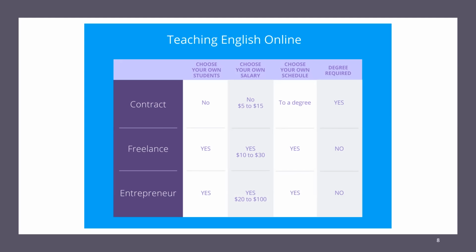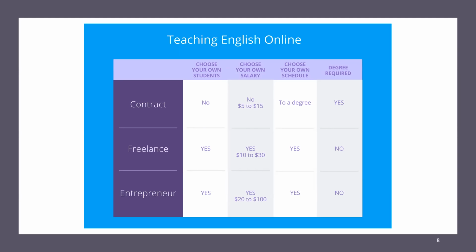Choose your own schedule. Yes, of course you can. You decide when you work and who you work with. So you will decide with the student that contacts you and develop a schedule that suits you both. Is a degree required? No, it is not. These platforms do not require degrees. Very few of them may ask for a degree, but the majority of them do not.